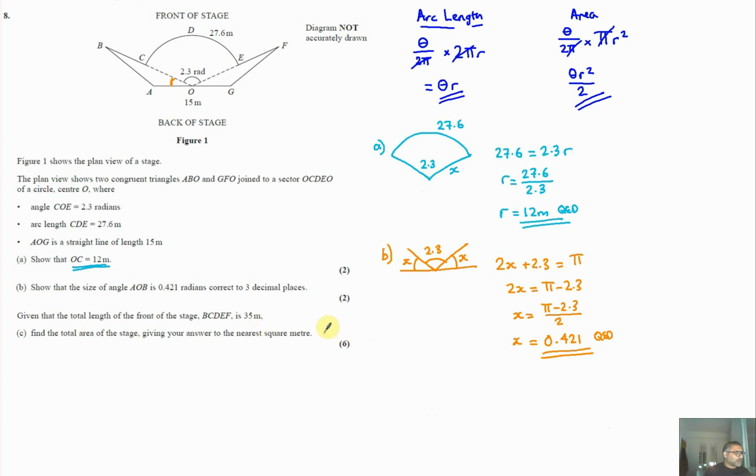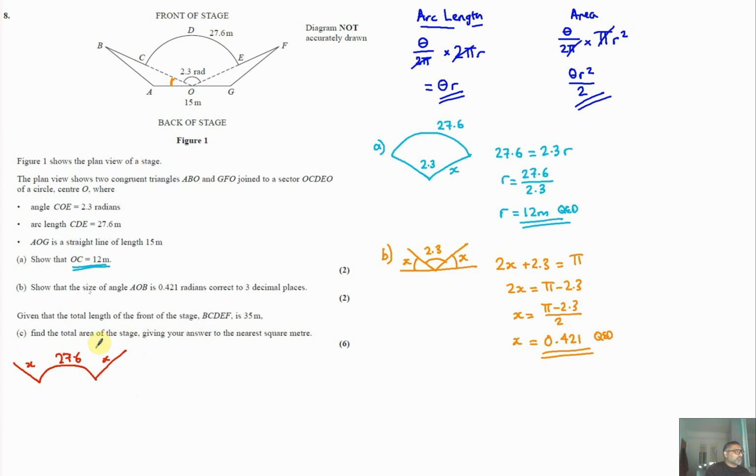Now, the last part, worth 6 marks, says given that the total length of the front of the stage B, C, D, E, F is 35 meters, I need to find the total area of the stage, giving the answer to the nearest square meter. So first of all, let's look at what they've told us. We know that the arc length is 27.6, and what we need to work out is these lengths here. And we know that all three add together to make 35.